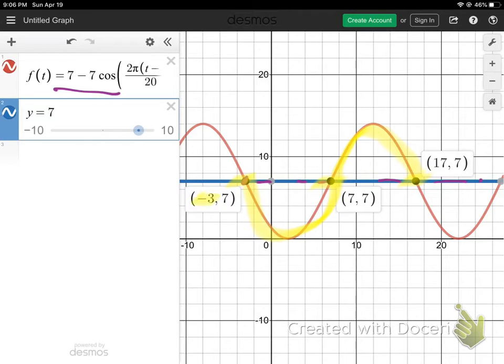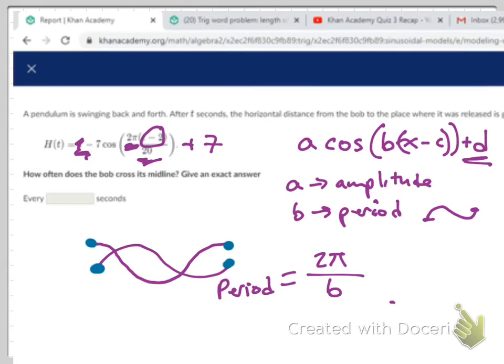From -3 to +17. But in the period, it actually hits the midline halfway through because it's got to go down, up, and then up, down. And then it repeats itself down, up, down. So it actually is going to be half of that, which will be 10, which was the answer that they recommended. It's going to pass that midline every 10 seconds.